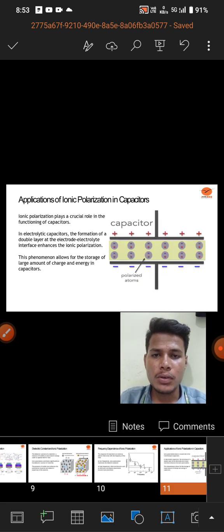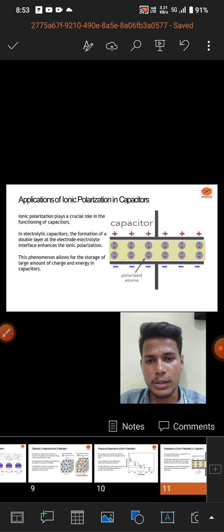Applications of ionic polarization: capacitors. Ionic polarization plays a crucial role in the functioning of capacitors. In electrolytic capacitors, the formation of a double layer at the electrode-electrolyte interface extends the ionic polarization. This phenomenon allows for the storage of a large amount of charge and energy in capacitors. The polarization in capacitors, these diagrams are examples.